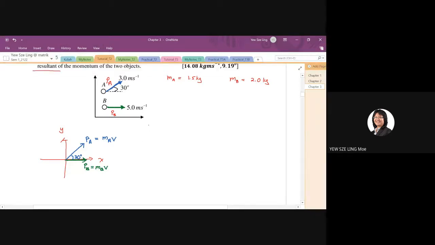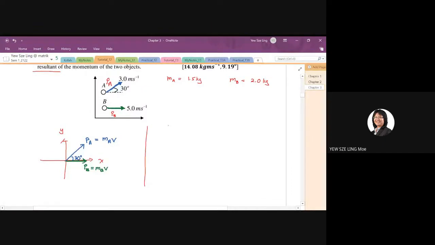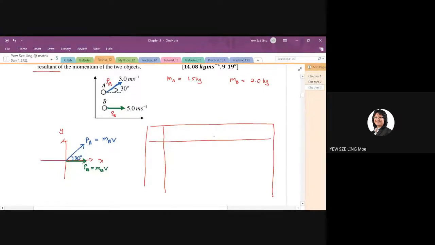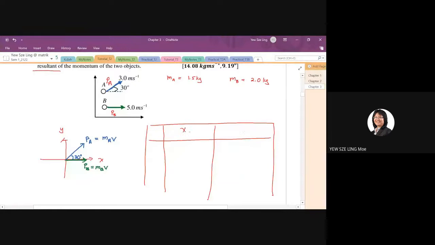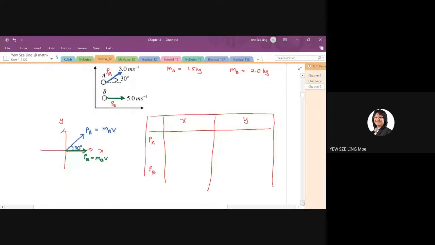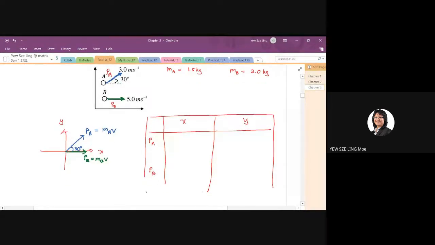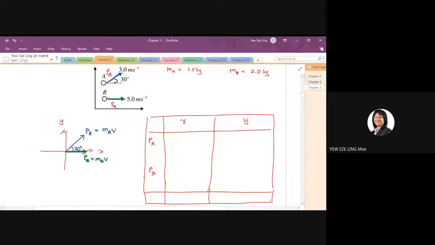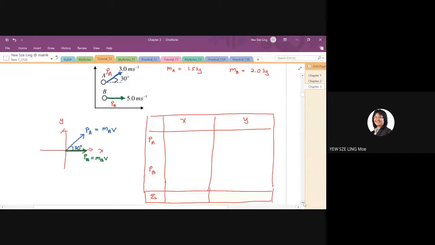What am I going to do next? I'm going to make a table. With the X component and Y component, I have PA, I have PB, and then I'm going to calculate the total P. So this is my table. This is total.